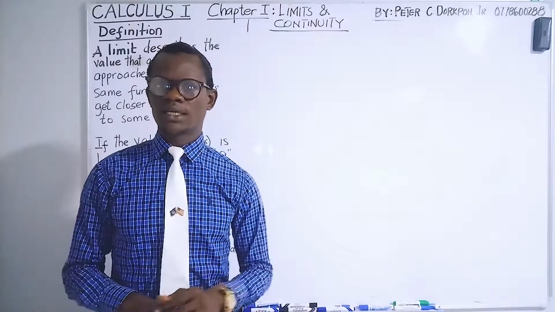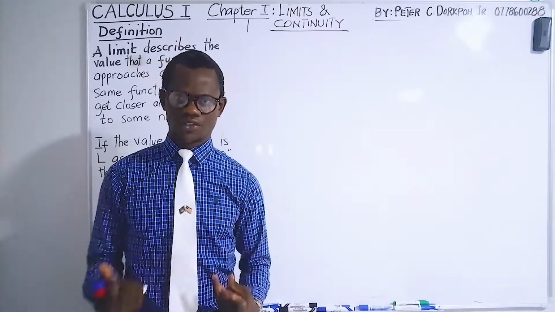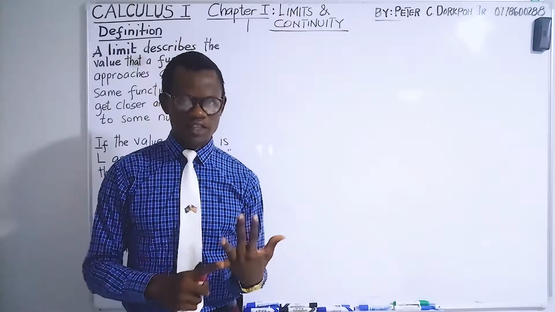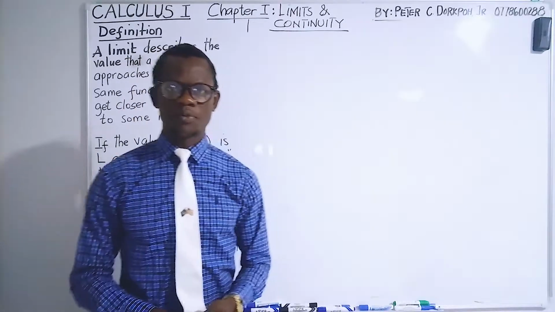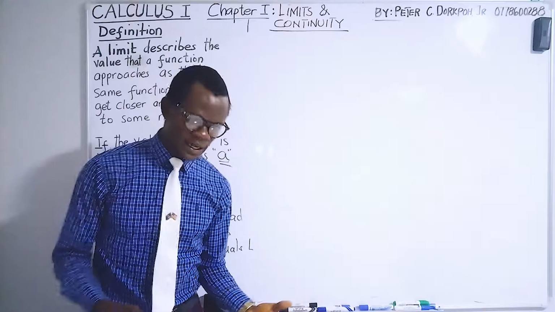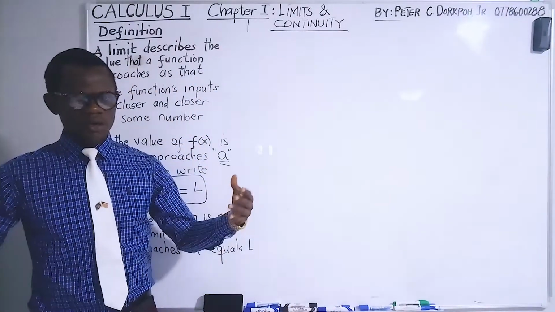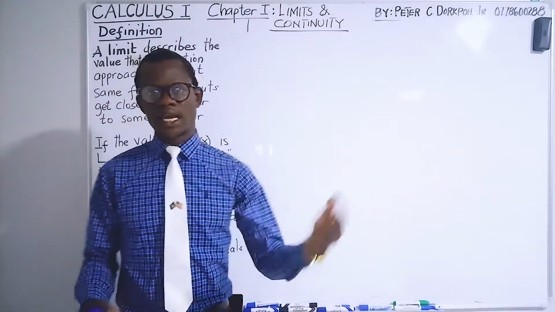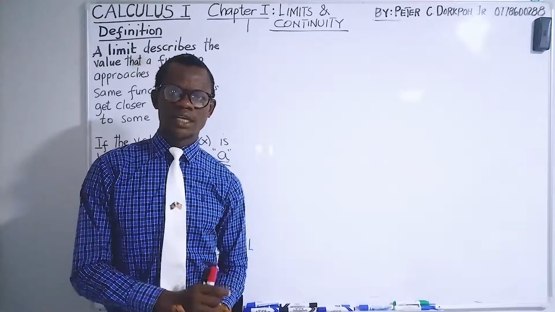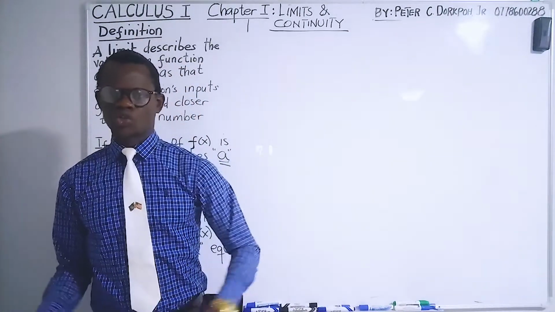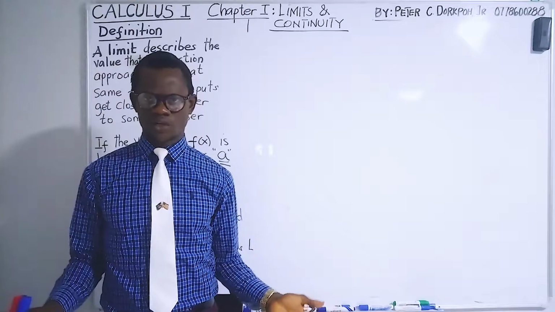Now, calculus is divided into two main branches. The first branch is differential calculus, and the second branch is integral calculus. Differential calculus and integral calculus are just like multiplication and division. They are inverses of each other.